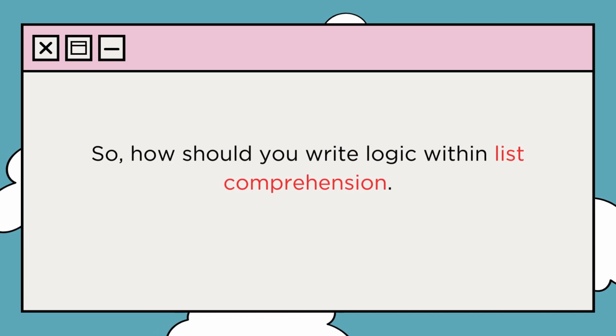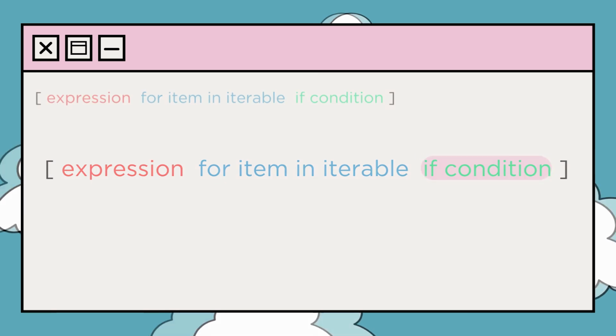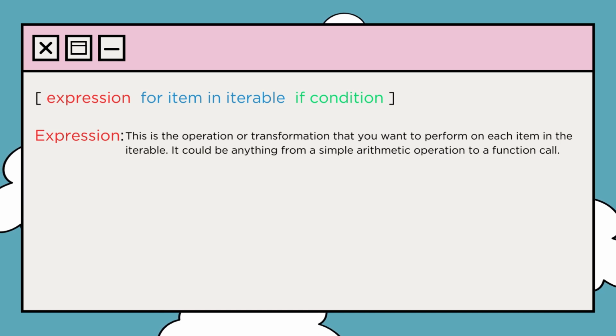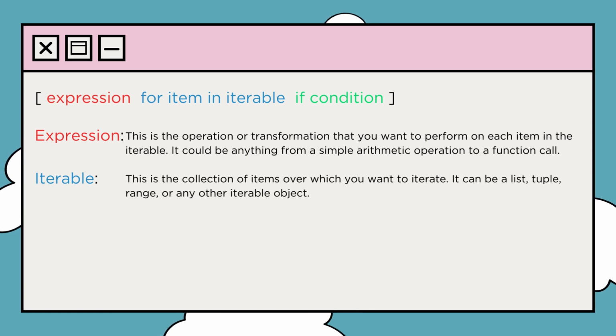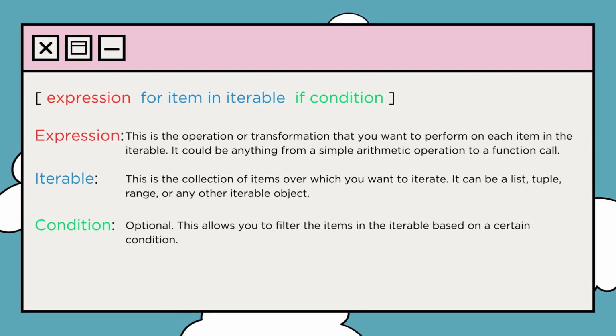So how should you write logic within list comprehension? At its core, list comprehension consists of three main components: the expression, the iterable, and optionally, a condition. Let's break it down further. Expression. This is the operation or transformation that you want to perform on each item in the iterable. It could be anything from a simple arithmetic operation to a function call. Iterable. This is the collection of items over which you want to iterate. It can be a list, tuple, range, or any other iterable object. Condition, which is optional. This allows you to filter the items in the iterable based on a certain condition.